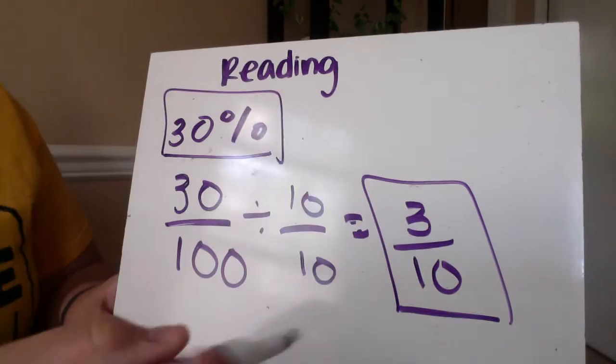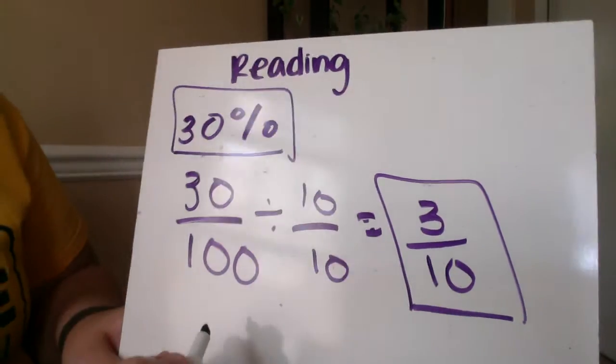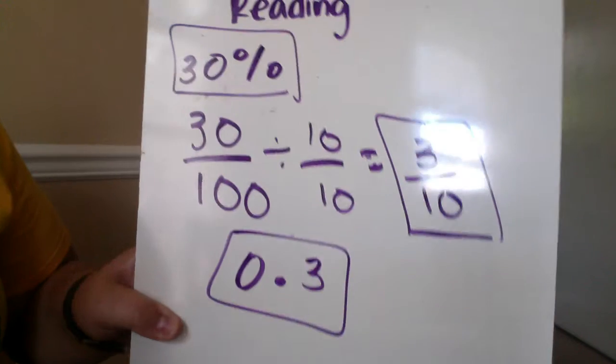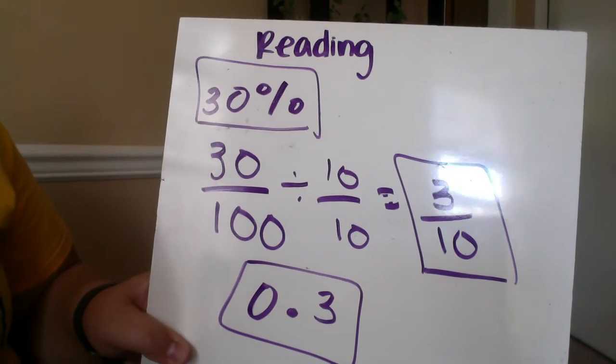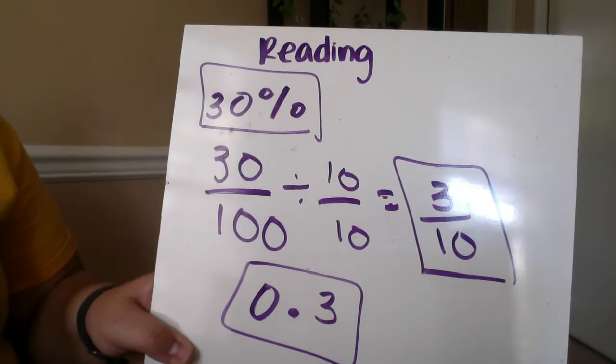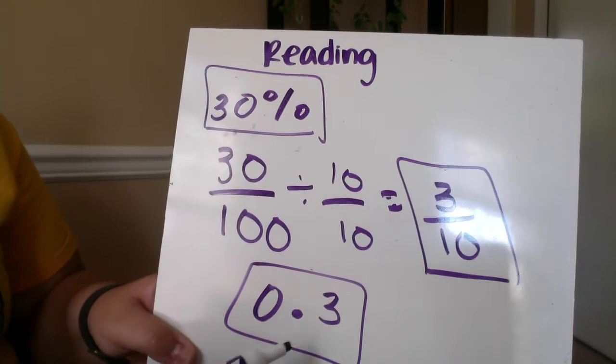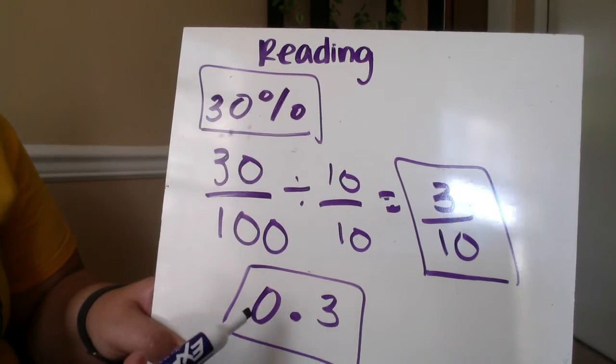And then I also can change this 3/10 into a decimal. 0.3 is 3/10. So these are three ways that our reading is written, but they all mean the same thing: 30%, 3/10, or 0.3.